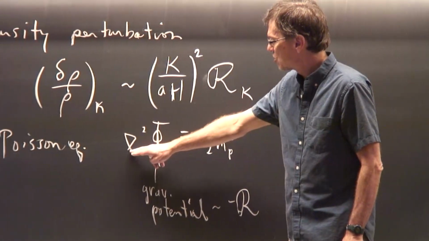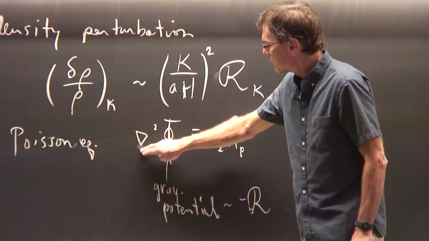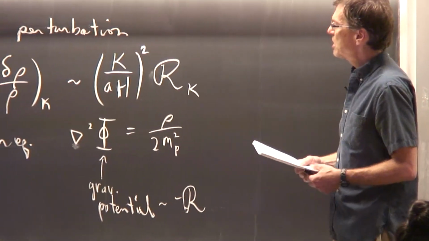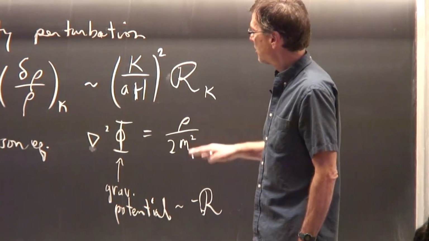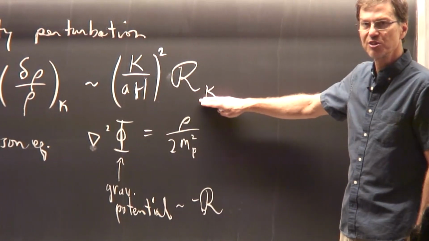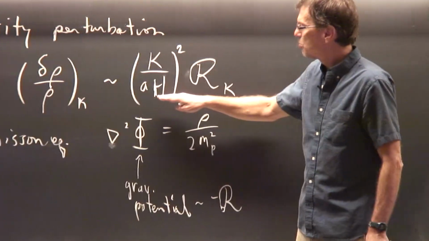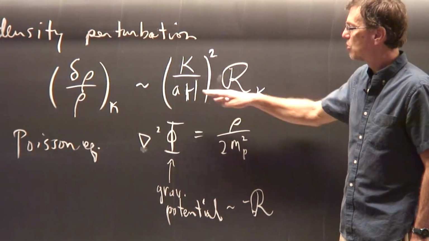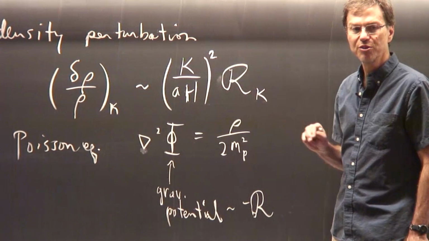In k space, the del squared becomes a k squared. So what it means is that the density perturbation, unlike the curvature perturbation, which is nearly scale invariant, the density perturbation is not scale invariant. Its power spectrum, it goes like the square of this, goes like k to the 4th.